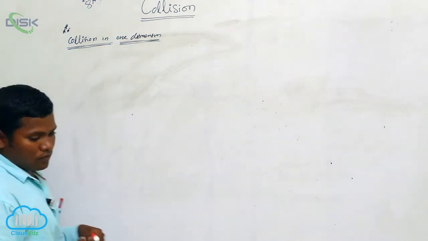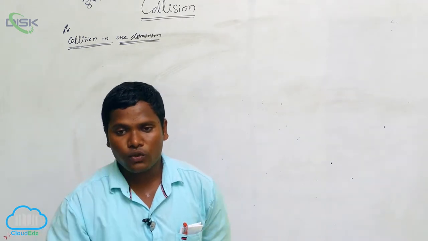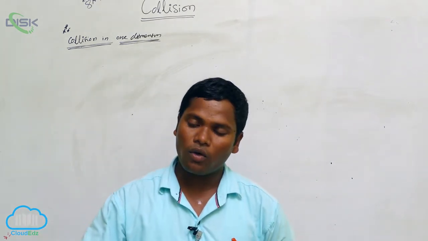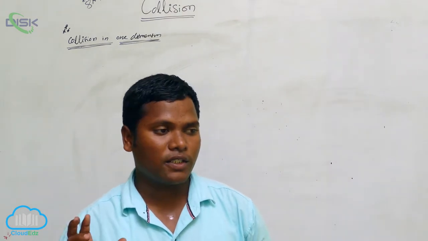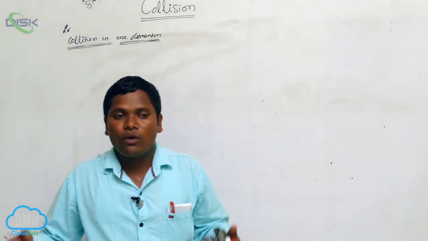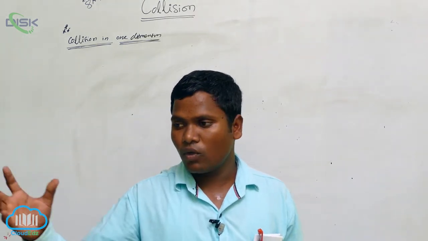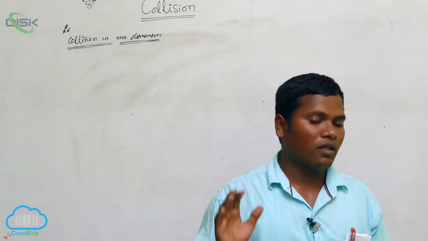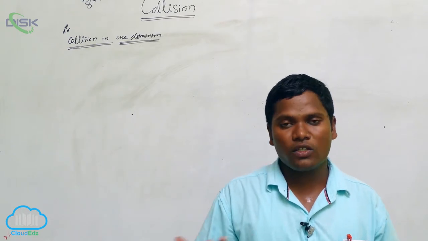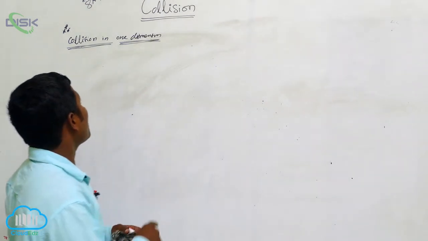For this purpose, first we have to consider: what is the collision? If a collision is to take place, how many bodies or objects do we need? Definitely we need two objects. If two objects are there, only then will a collision happen. Let us take only one object moving with no obstacle in front of it. Where can it hit? There is no chance to hit, no change of momentum, no change of kinetic energy. Due to that, we are considering two masses.